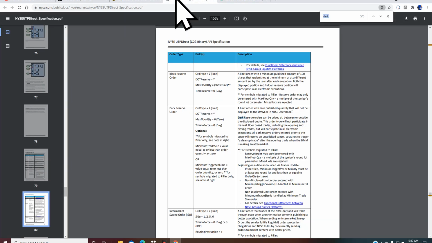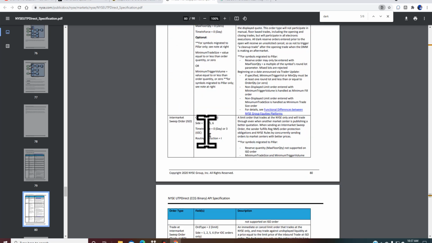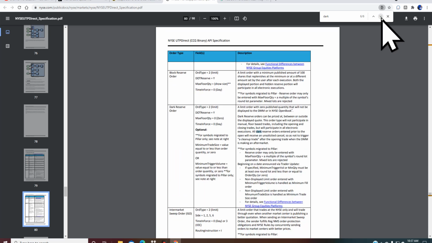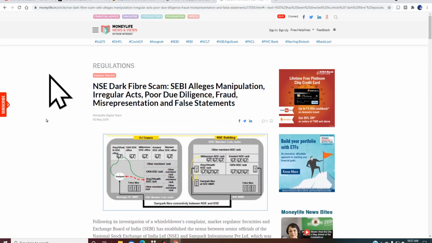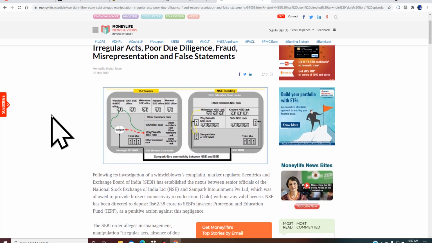And then finally, on the NYSE's own website, in their direct specifications manual, you can see right here that they have a dark reserve order that is able to be implemented. So that's a lot of stuff going on to just wave your hand and dismiss this from being connected. So we have an investigation that was conducted that already has proven dark fibers were used for manipulation. This is a little diagram of what was done. PJ Towers and NSE building were theoretically able to bypass security by using the dark fiber cables, and there's definitely possibility for manipulation for this to occur using these because it's already happened before.